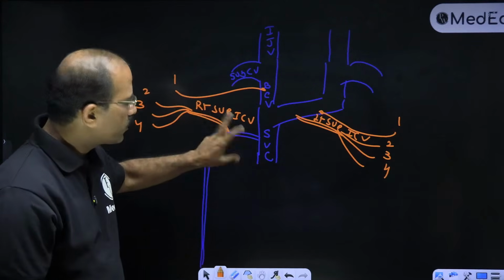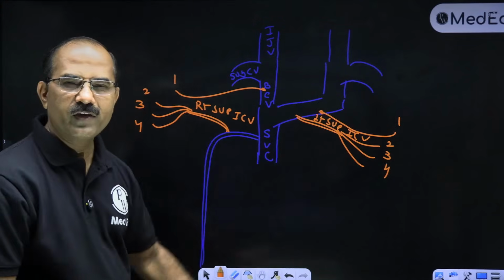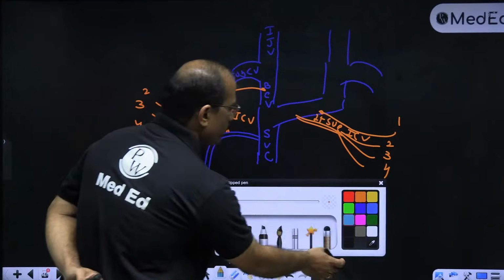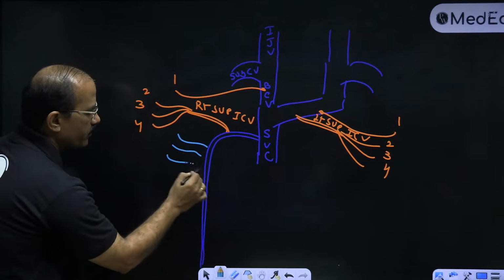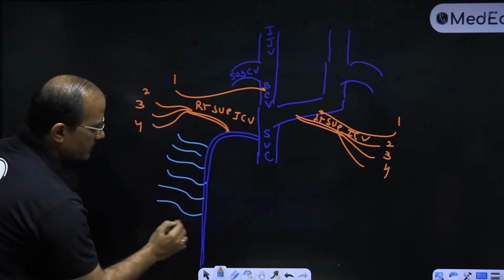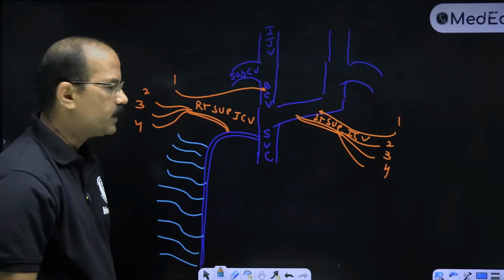The right superior intercostal vein कहाँ पे drain होता है? Azygous में. Left superior intercostal vein drains into left brachiocephalic. Fine. Now all the veins on the right side drain into what? All the veins on the right side drain into azygous vein.